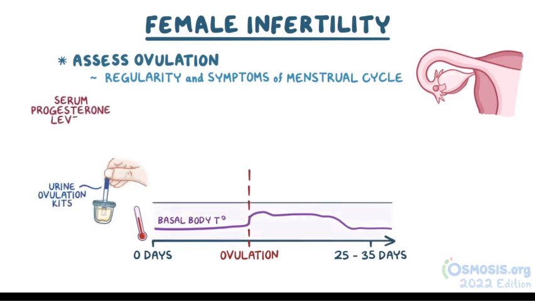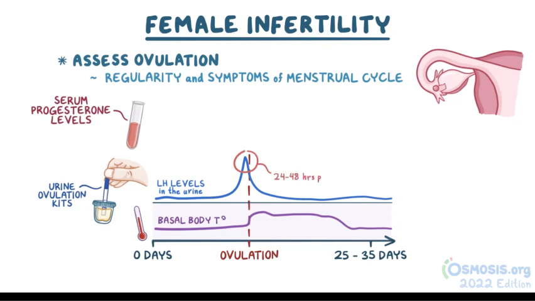serum progesterone levels. Urine ovulation kits have the advantage of being easy to perform at home, and they predict the approximate timing of ovulation based on detecting the LH level in the urine, which normally surges 24 to 48 hours prior to ovulation. Having sex at the time of the surge maximizes the chance of conceiving naturally.